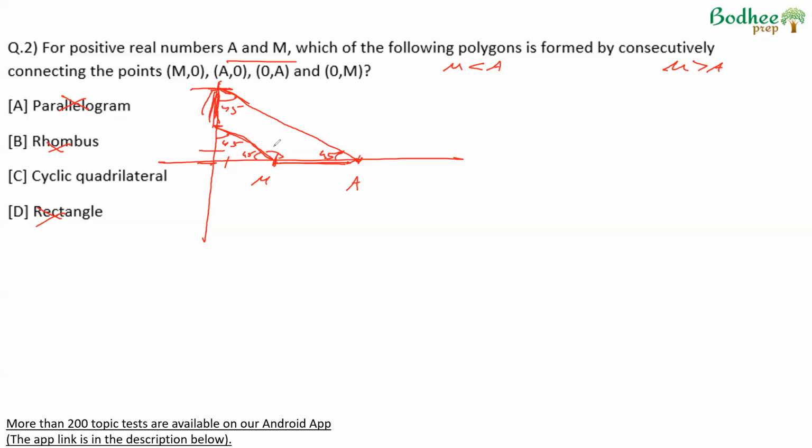Here, since this is 45, this will be 135. 180 minus 45. So as you can see, the opposite angles add up to 180. That is a property of cyclic quadrilaterals, hence option C becomes my answer. Even if we interchange M and O, we'll get a similar figure.